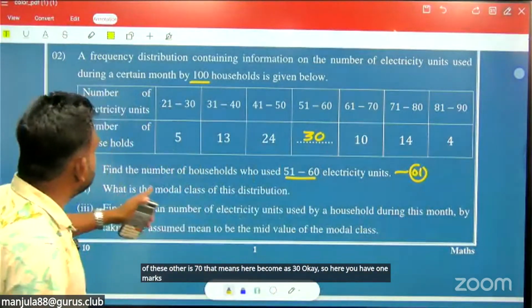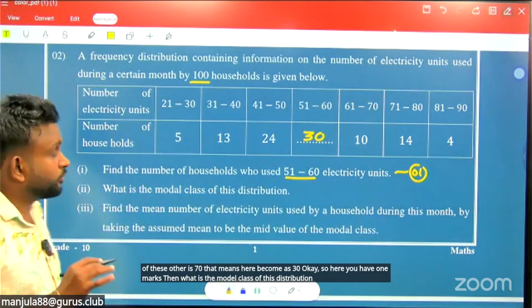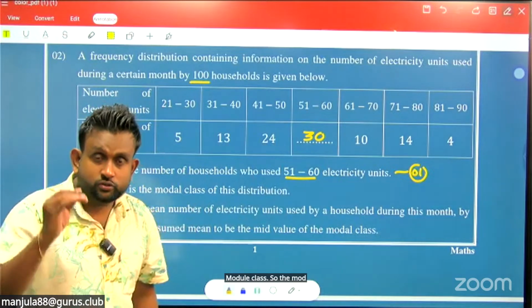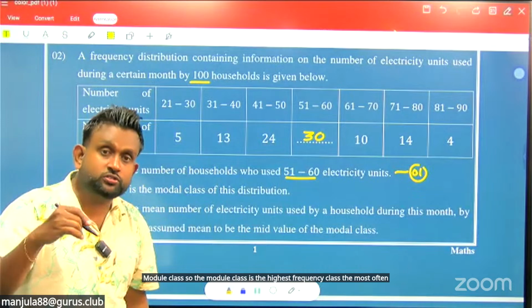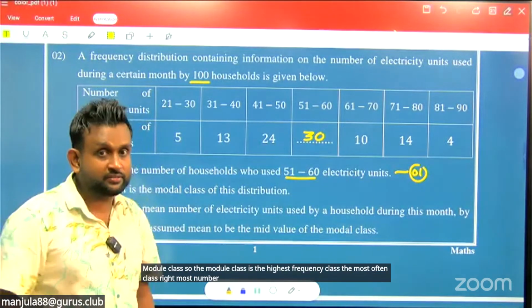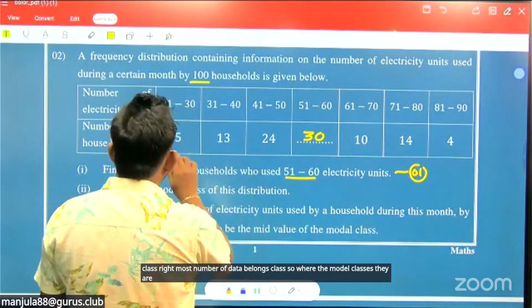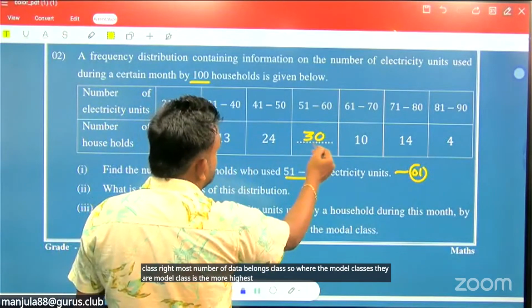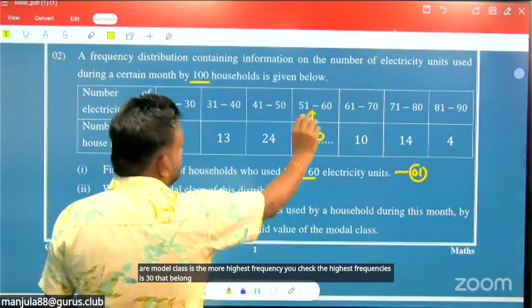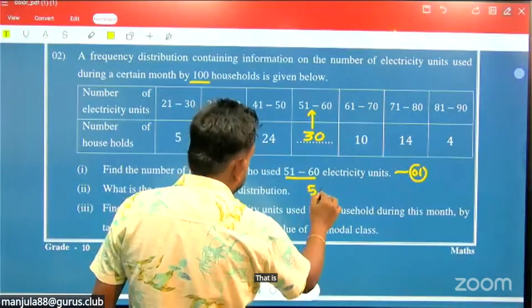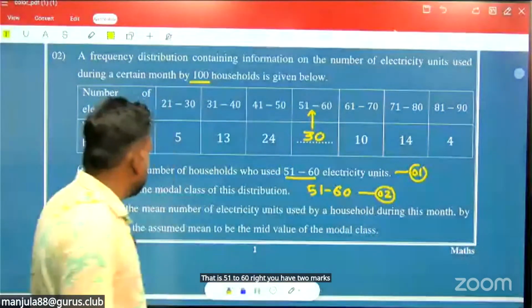Then, what is the modal class of this distribution? The modal class is the highest frequency class, the most often class, the class to which the most data belongs. You check the highest frequency, which is 30, and it belongs to which class? That is 51 to 60. You have 2 marks there for finding the modal class.